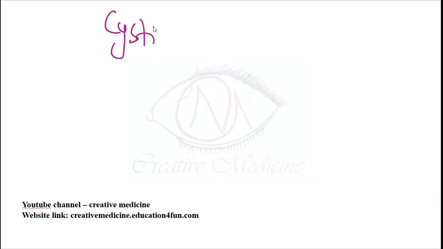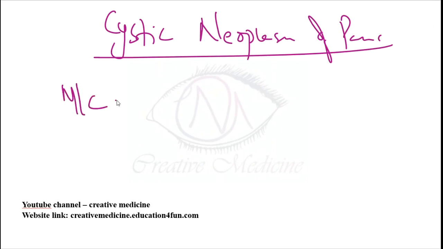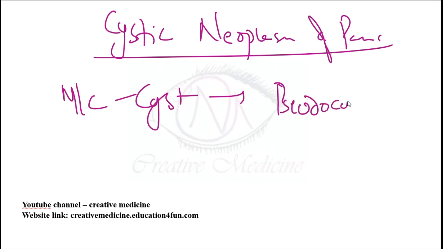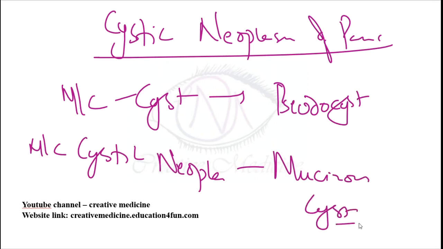Then we have cystic neoplasms of the pancreas. The most common cyst of the pancreas is actually the pseudocyst. Then what is the most common cystic neoplasm of the pancreas? The most common cystic neoplasm of the pancreas is the mucinous cystic neoplasm.